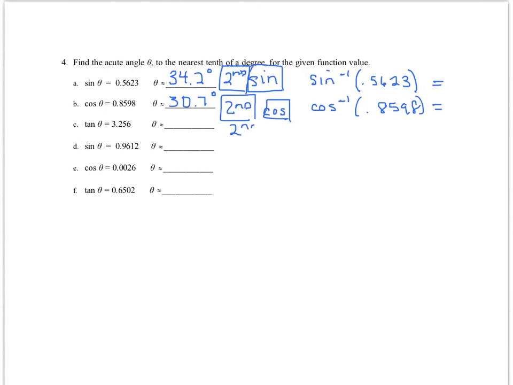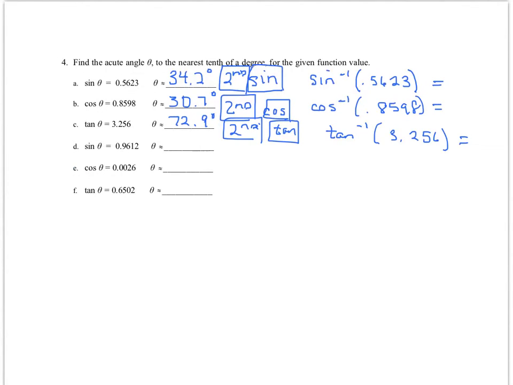And then second tangent, yay, and it's going to pop up looking like this. You put in 3.256, and rounding appropriately, you get 72.9 degrees.